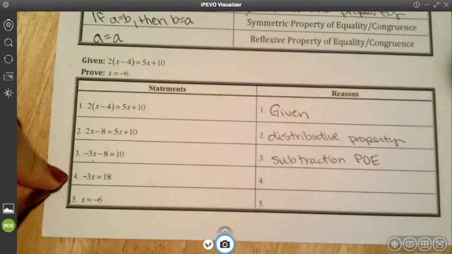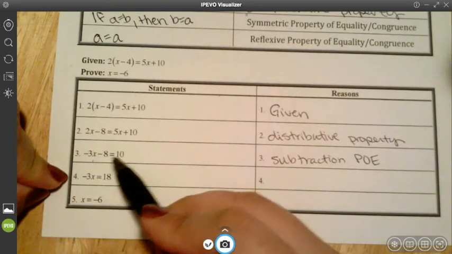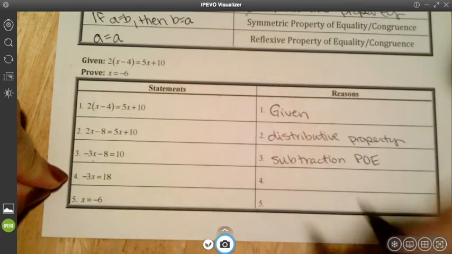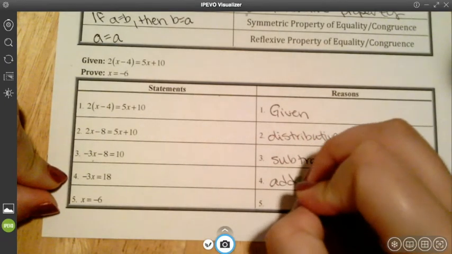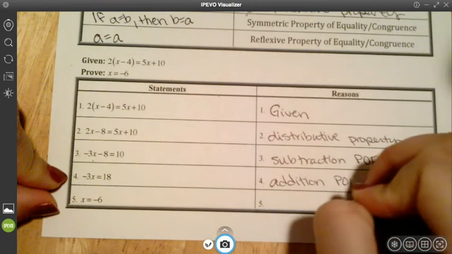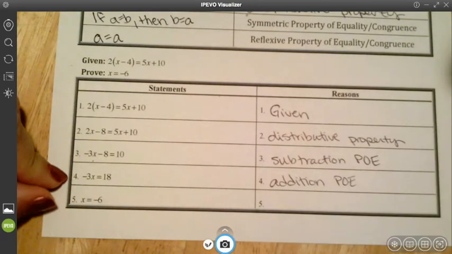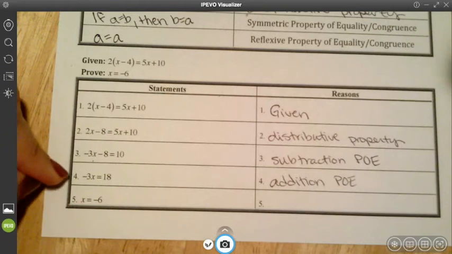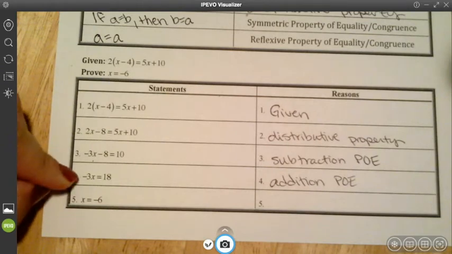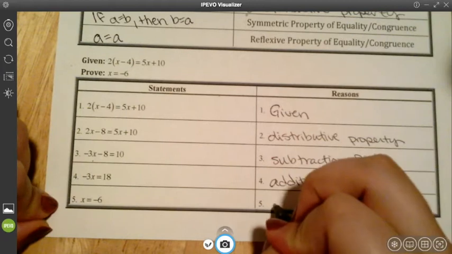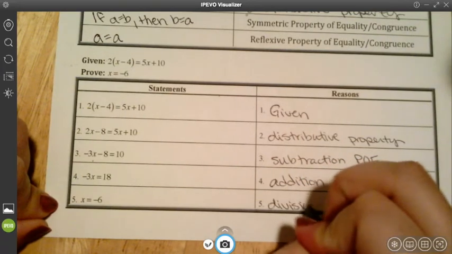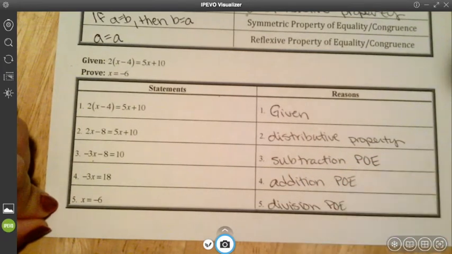On step 4, what has changed? Well, the 8 was added to both sides of the equation. So this is the addition property of equality. And then lastly, what changed from step 4 to step 5? We divided by 3 on both sides. So this is the division property of equality.